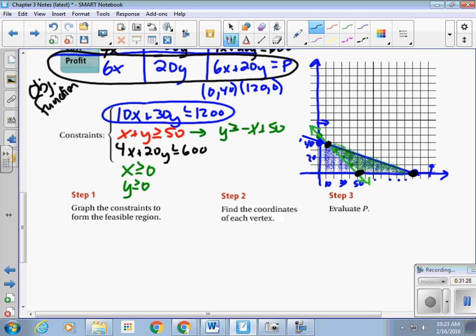Okay, so we graphed the constraints to form our feasible region. We're going to find the coordinates of each vertex. So I'm going to take the easy ones first. My first one is at 50, 0. This one is at 60, 70, 80, 90, 100, 110, 120. 120, 0. And then I have this one here. I think it is somewhere like 10, 35. But we are going to double check just to find it for sure.